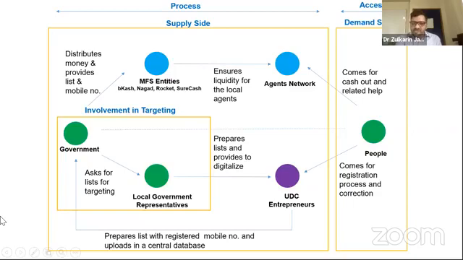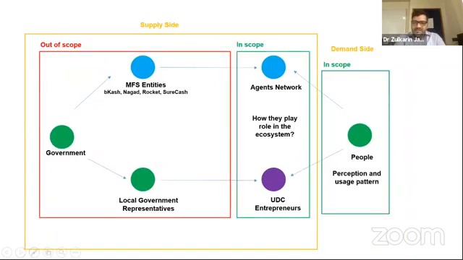Of course, there are a lot more nodes in this process which we are not discussing. Before we discuss our research, let us revisit the conditions we just mentioned, dividing the whole thing into supply side and demand side. On the supply side are the government, local government, UDC, agent network, and MFS entities. Particularly, the government and local government are where the targeting happens. So our research in particular is only looking at the agent network and UDC entrepreneurs and their interactions with people.